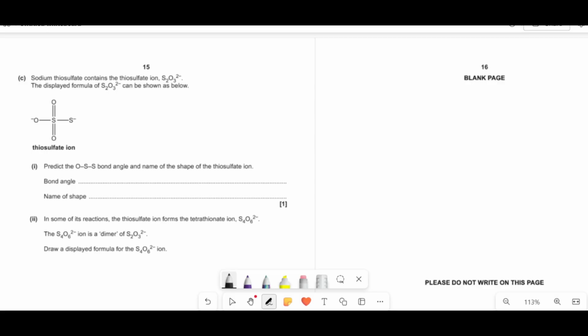So now it says sodium thiosulfate contains a thiosulfate ion. The displayed formula is shown below. Predict the OSS bond angle. So when it says the OSS bond angle, it's the one around the middle of the two things, right? So it's going to be between an O and an S. So it's the S. It's the angle here.